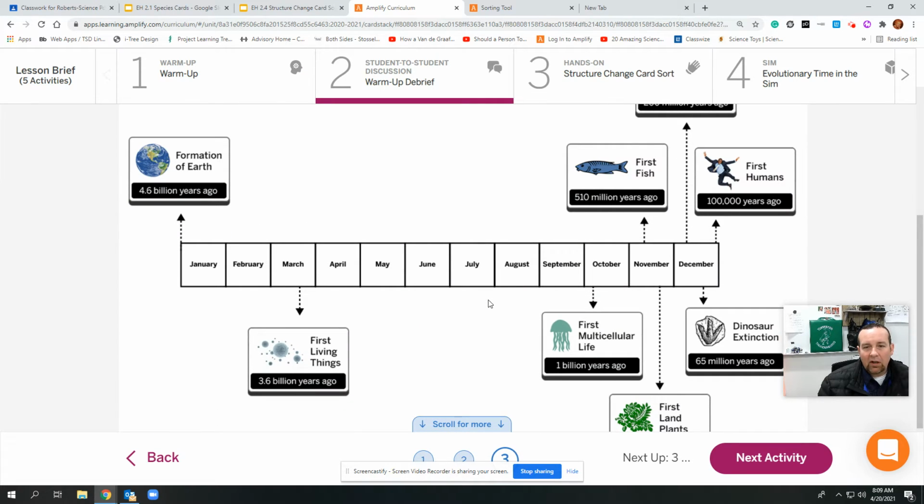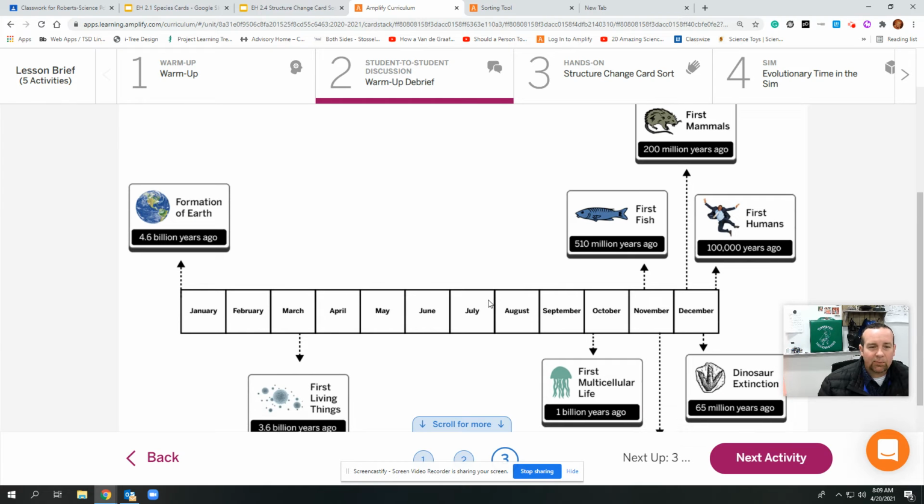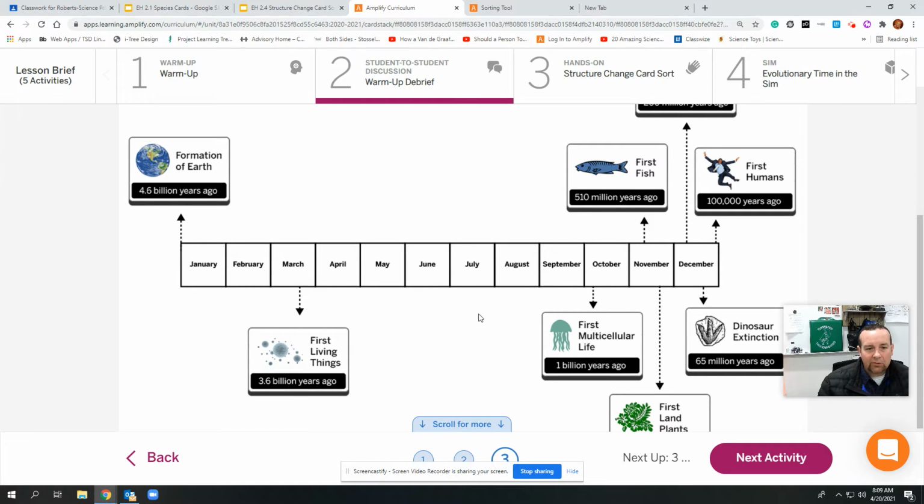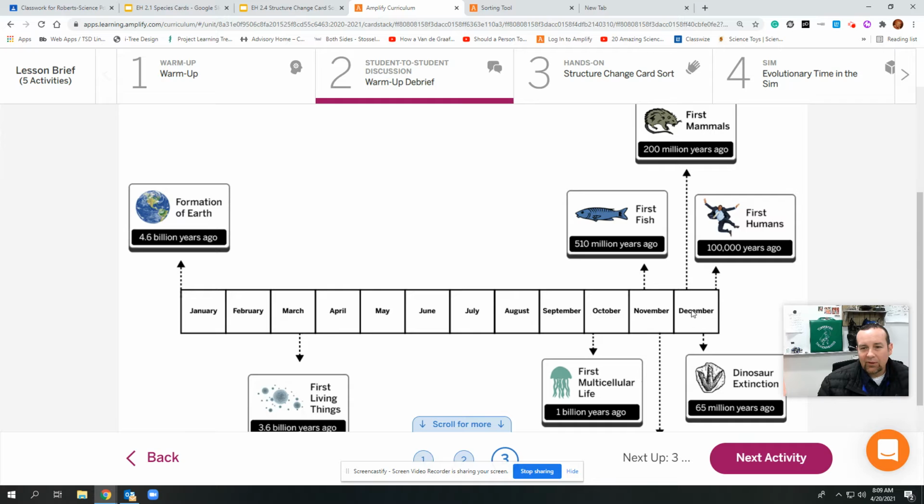If these are all those life events that we looked at in our timeline, in our warm-up, here's what they would look like if that timeline was placed on a calendar. Again, the formation of Earth, January 1st. March, we have living things. October, we have our first multicellular life. November, we finally get fish. Later in November, we get land plants. Mammals wouldn't appear until December. Late December is when the dinosaur extinction event happened.